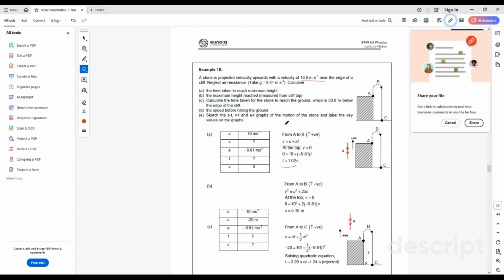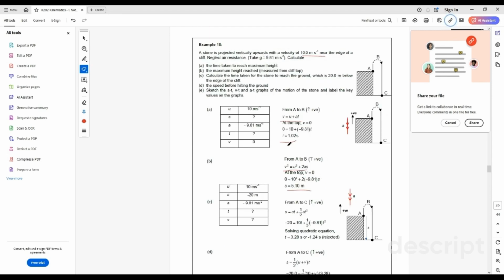Next, to find the maximum height reached, we can apply this formula, v squared equals u squared plus 2as. We are not able to use s equals ut plus half at squared because we don't know what t is. So take note to use formulas where you know what the variables are. Same thing again, we know that the final velocity is 0, the initial velocity is 10, and the acceleration is 9.81. So we substitute in order to get 5.10 meters in the end.